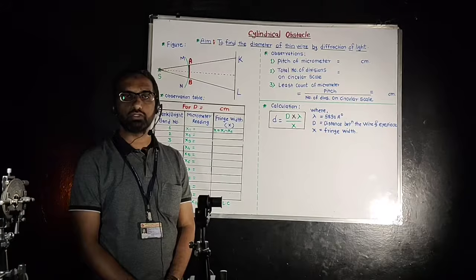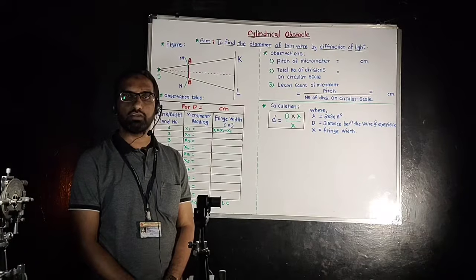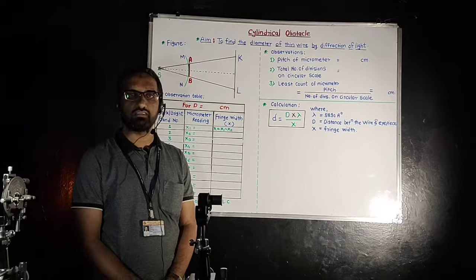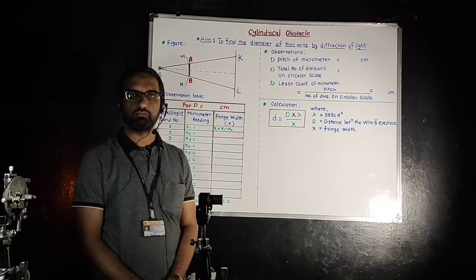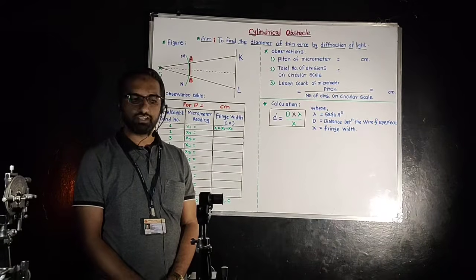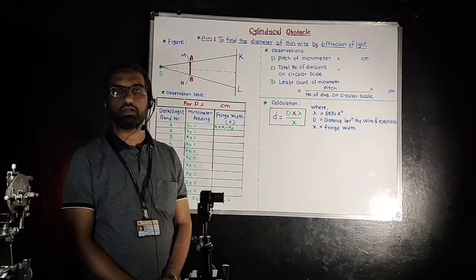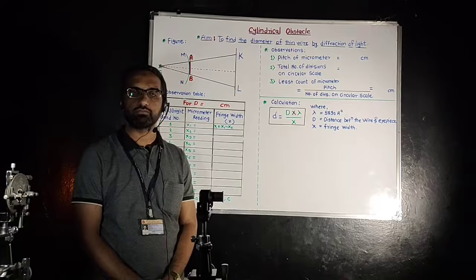Today, we are going to perform the experiment cylindrical obstacle in the optics lab, that is in the dark room. The aim of this experiment is to find the diameter of a thin wire by using diffraction of light.